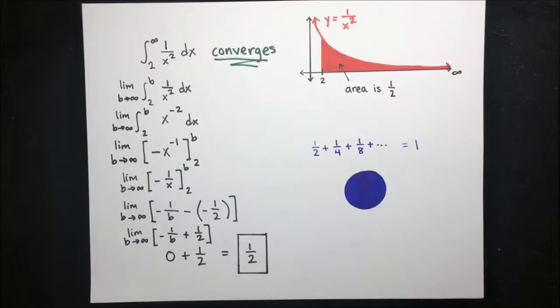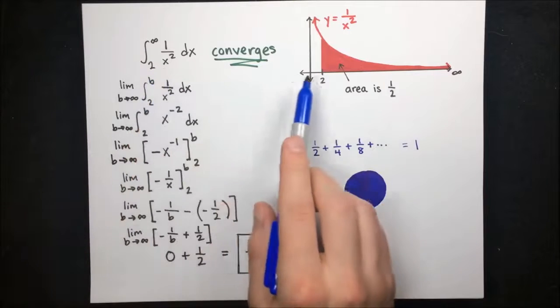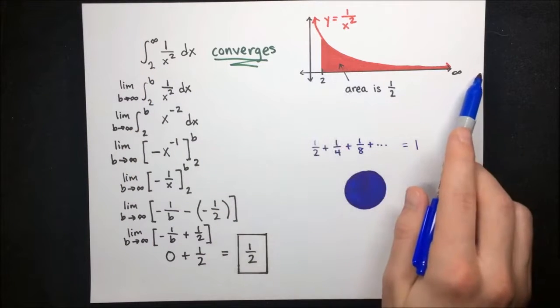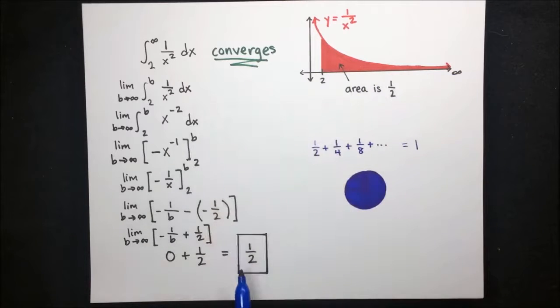So hopefully this makes you a bit more comfortable with the idea that an improper integral representing the area under an infinitely long curve can actually converge to a finite number.